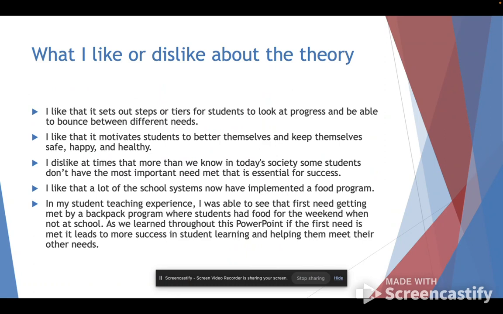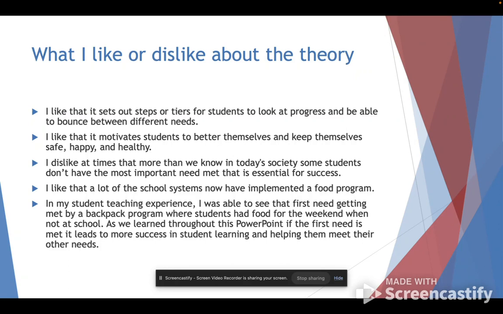So this is what I like or dislike about the theory. I like that it sets out steps or tiers for the students to look at progress and be able to bounce between different needs. I like that it motivates students to better themselves and keep themselves safe, happy, and healthy. I dislike at times that, the more we know in today's society, some students don't have the most important needs met that are essential to be successful.